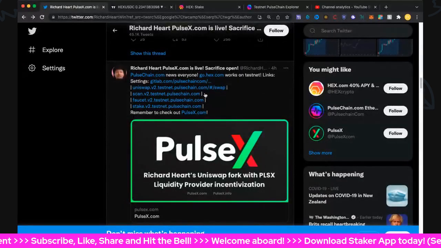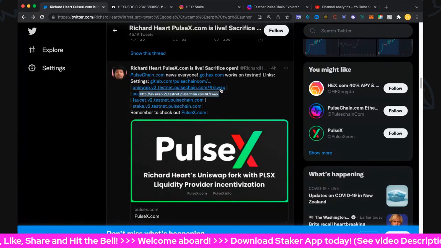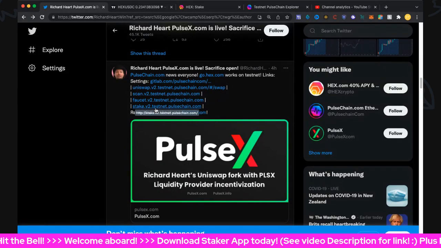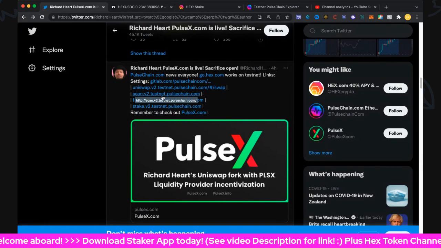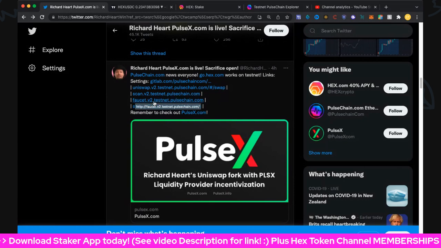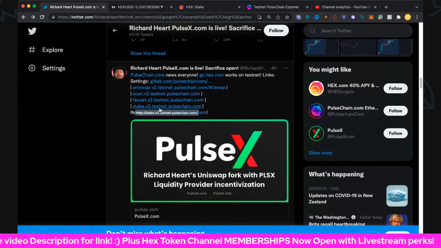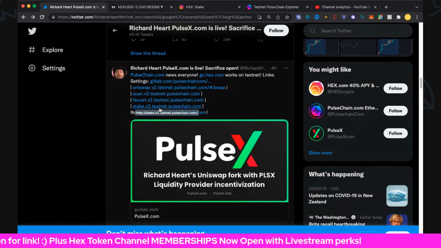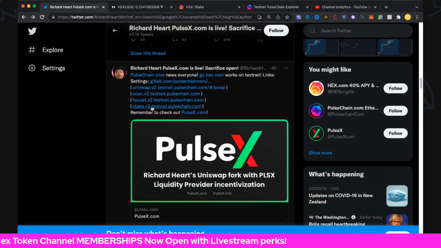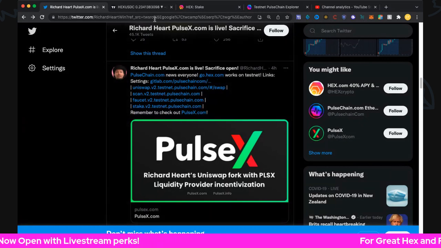Obviously, Uniswap version 2 is already working on PulseChain version 2, and also you've got the scan. You can actually scan the chain with the Explorer. You can get the faucet. You can get some test PLS or Pulse tokens, and obviously the stake chain as well. If you want to stake with the validators, it's different from staking hex. Let's go check out go.hex.com and look at that.